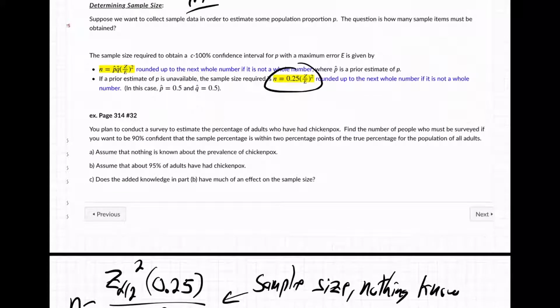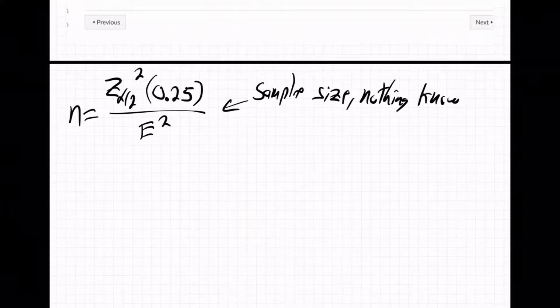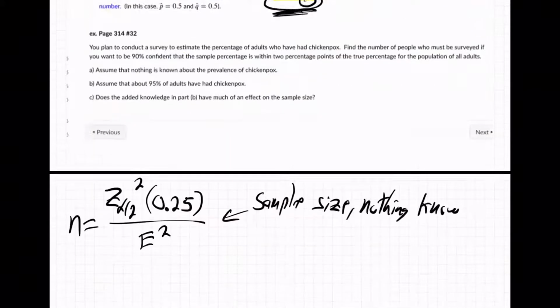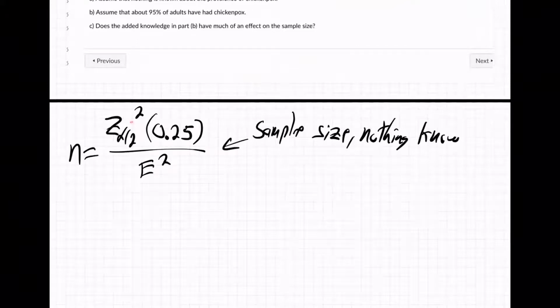In fact, I like the way Ms. Lee writes it a little bit better. It looks different, but it's the same. It'll work either way. You might think, well, that's different. No, it'll come out the same. See, the Z and E are both squared here, and there the Z and E are squared separately. It doesn't matter. Square them together, square them separately. It's the same. All right, let's do it.